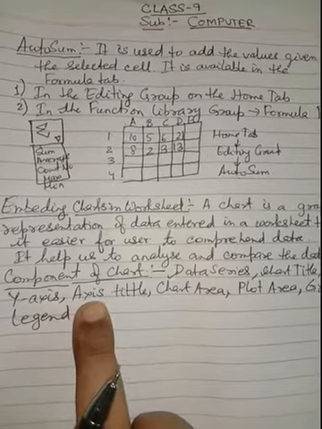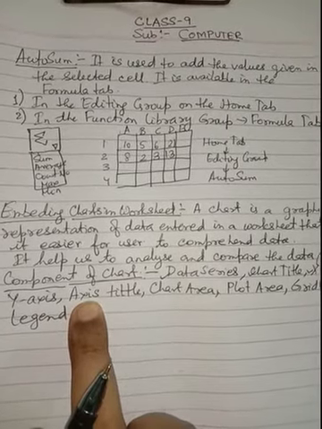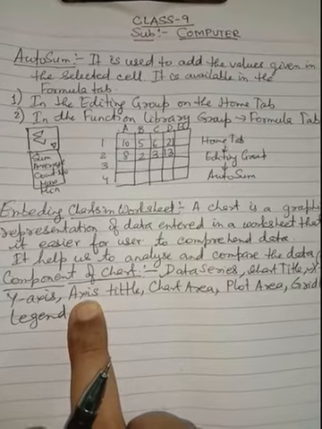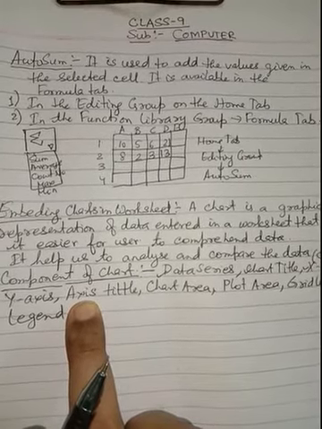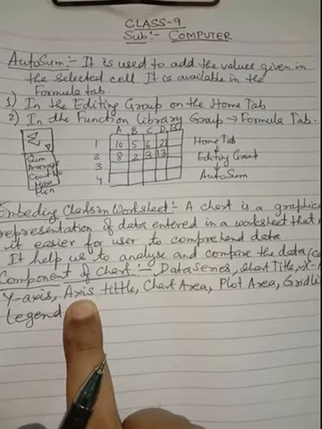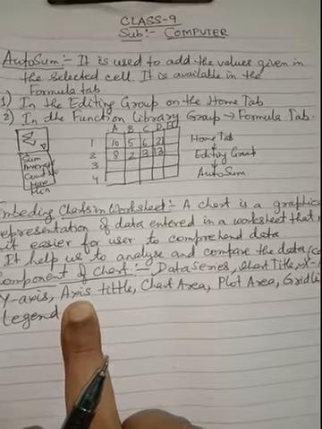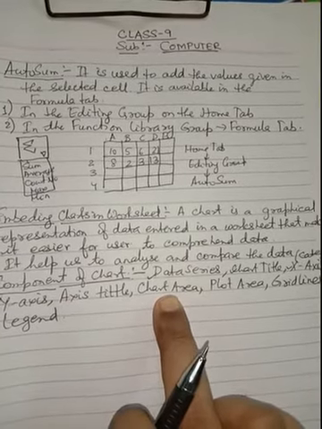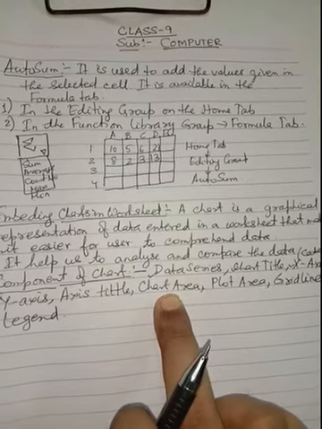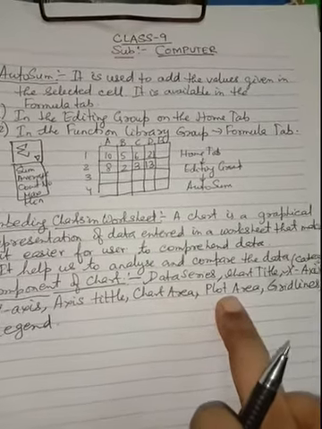Next we have axis title. What is axis title? The title which is given to an axis is known as axis title. A 2D chart generally has two axes, x and y, and a 3D chart generally has three axes, x, y and z. Next we have chart area. What is chart area? This is the area which contains all the components of the chart. Next, plot area.